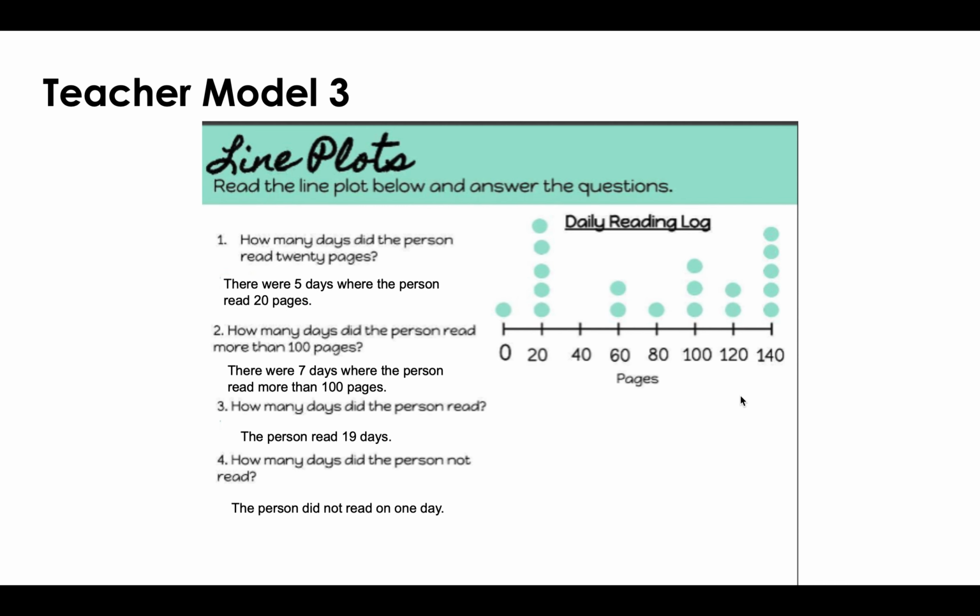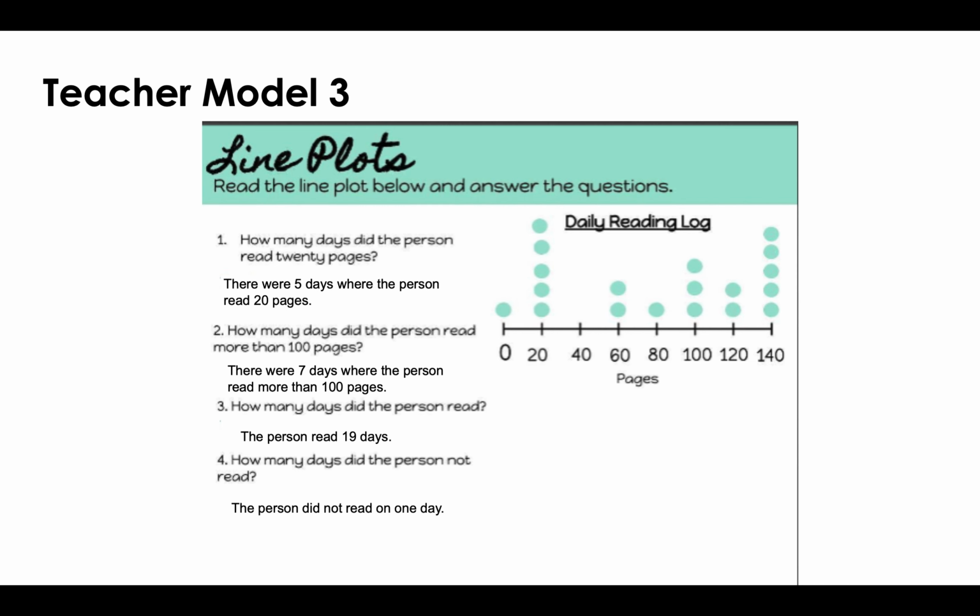Okay, now this is a brand new line plot. No more soccer game. Read the line plot below and answer the question. So this is called daily reading log, and the number line represents the pages. How many days did the person read 20 pages? So there were 5 days where the person read 20 pages because if you look above the 20, it has 5 dots.